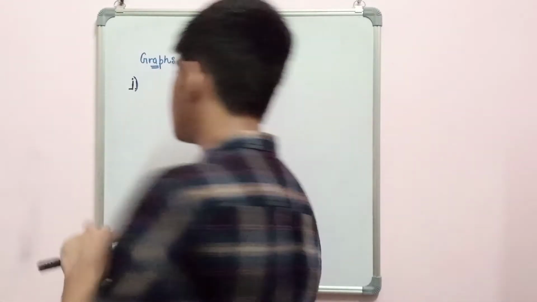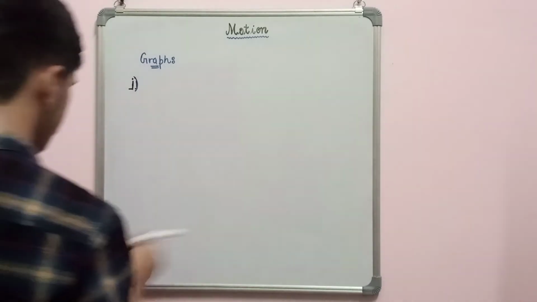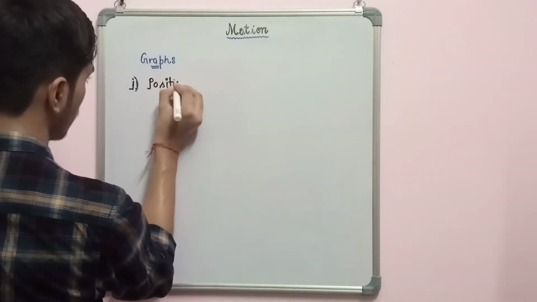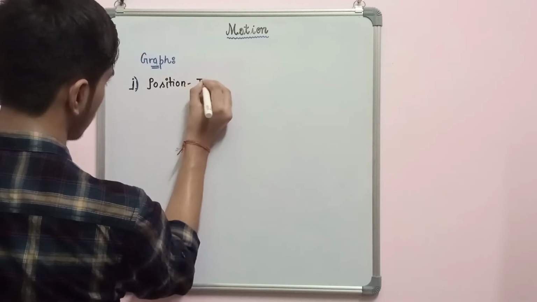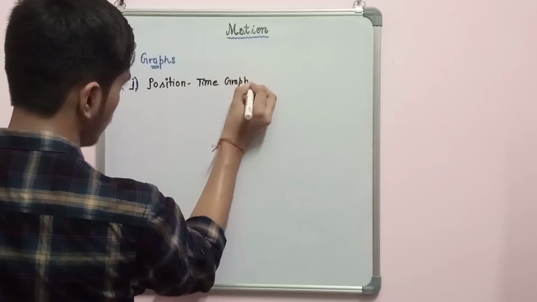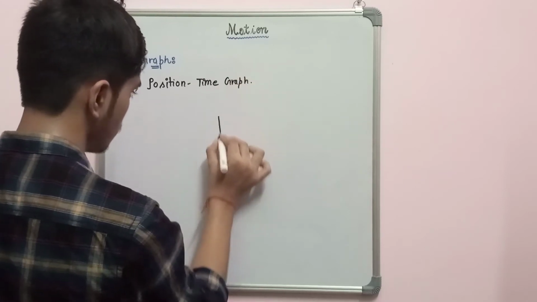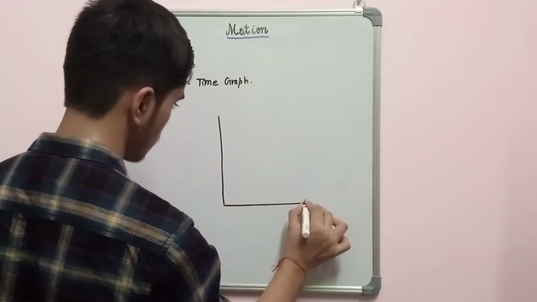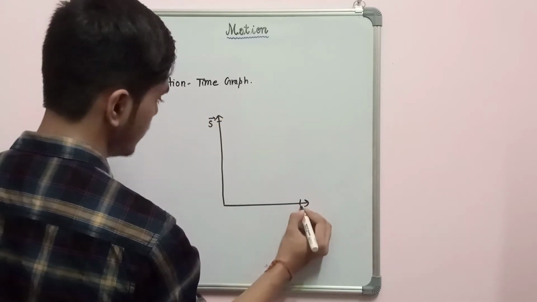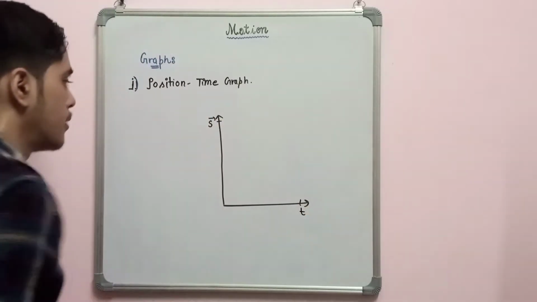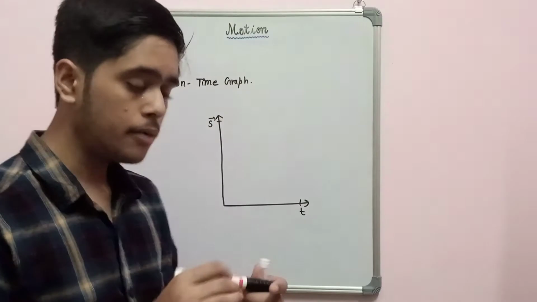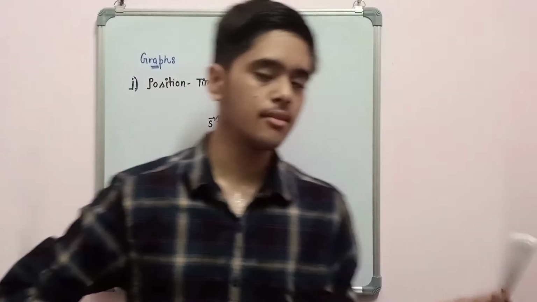Okay, so let us study the position-time graph. First is the position-time graph. Now in the position-time graph, here is the displacement, here is the time, and remember that distance is equal to displacement here, because let me explain to you about motion in 1D, 2D and 3D.